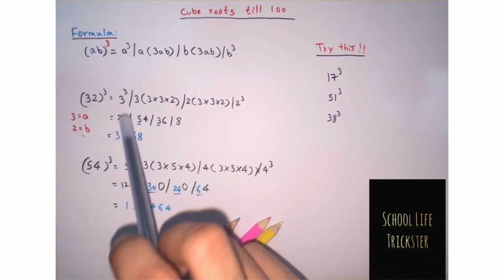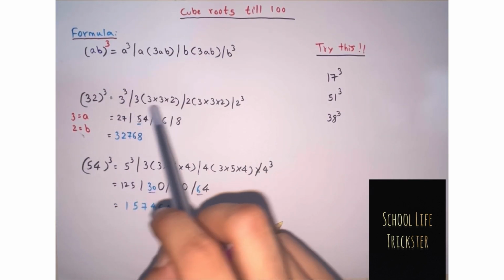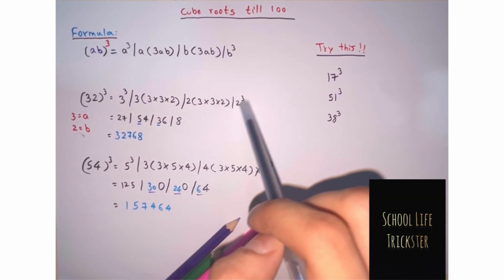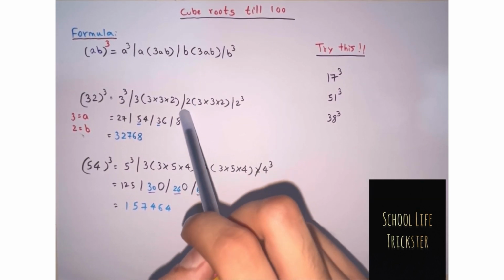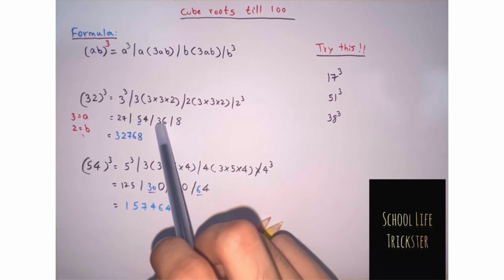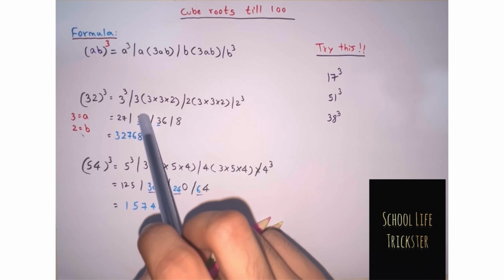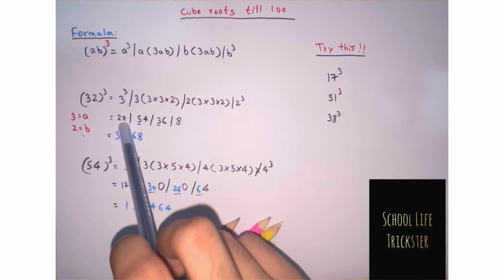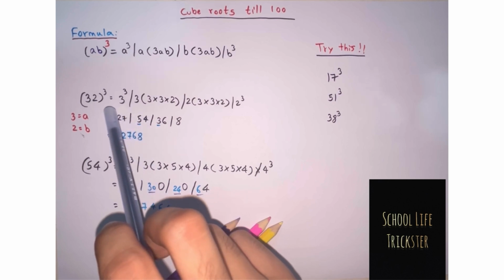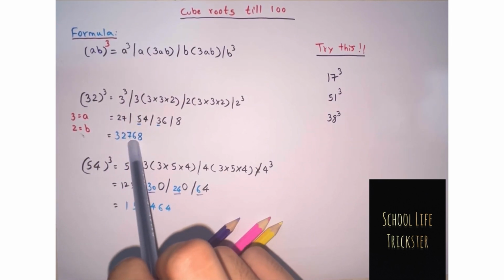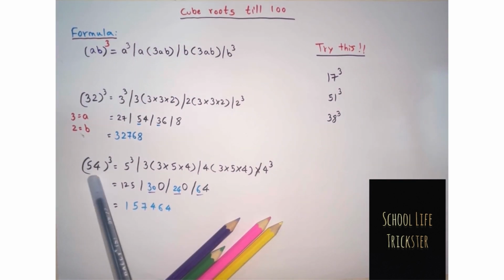Now solve this. 3 cube is 27. Now by solving this we get 54, and by solving this we get 36, and by solving this we get 8. Now write it down. 8. Now write this 6 and take this 3 as carryover. Now 4 plus 3 is 7. Now take this 5 as carryover. 5 plus 7 is 12. Now we get over here 1 carryover. 2 plus 1 is 3. The answer is 32768. Now see another example.